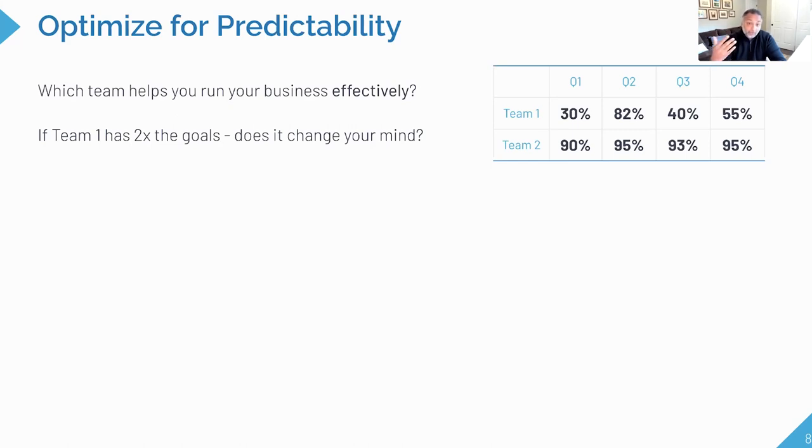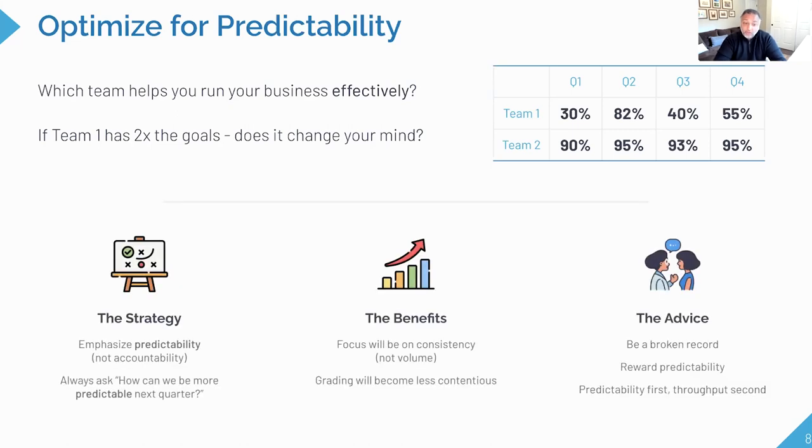Most of you will probably say team two. They plan the work and then they work the plan, and you can count on those results. So now what if I told you that team one took on double the amount of goals? Does that change your mind? My guess is it doesn't change your mind. So that is the strategy. We want to use OKRs to emphasize predictability and optimize for predictability, not for accountability.